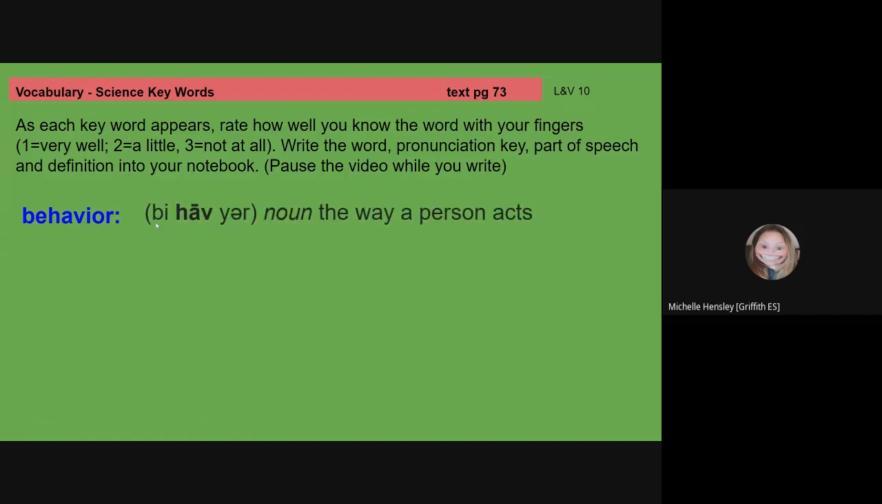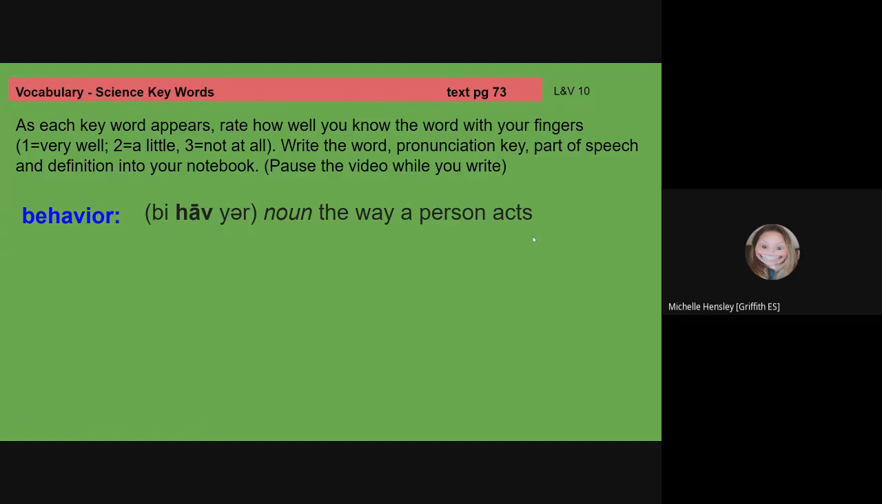Behavior. There's a little dash over the top of the A to let you know that it's a long A sound. It's saying its name. It's 3 syllables. Behavior. Okay? And the stress is on the middle syllable because it's bolded. Behavior is a noun, and it means the way a person acts. Okay? Behavior. A noun meaning the way a person acts.